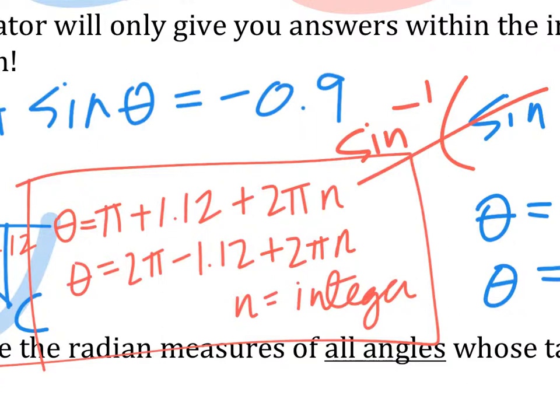Wait, what does the n represent? N represents an integer. So it's just telling you how many times you can go around the circle, a full circle. Yeah, you have to, because there are two angles, so you have to write two answers. Okay. Let's try another one.